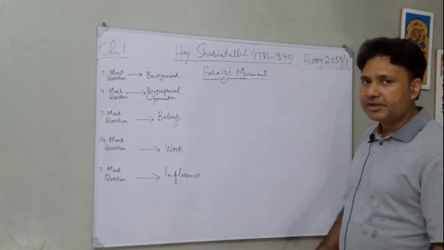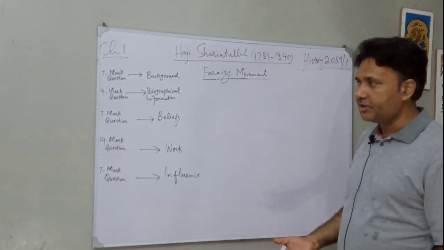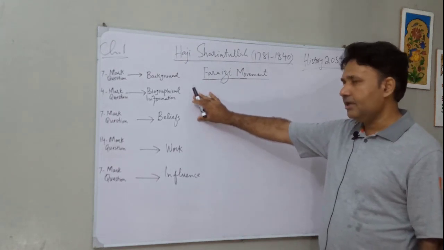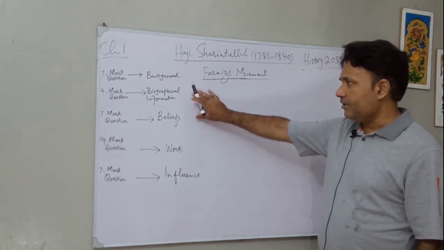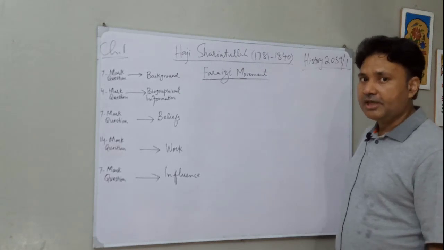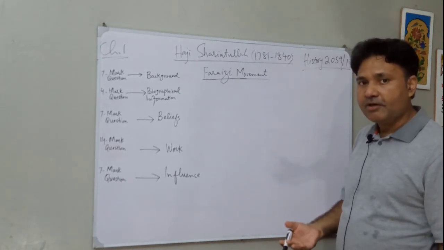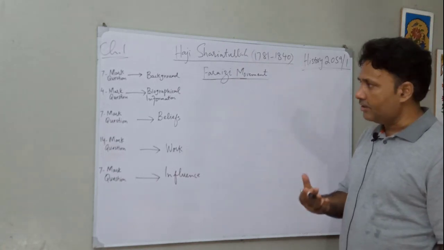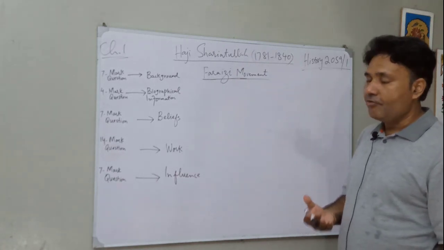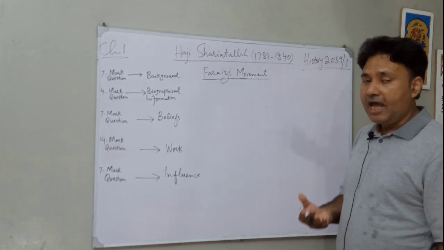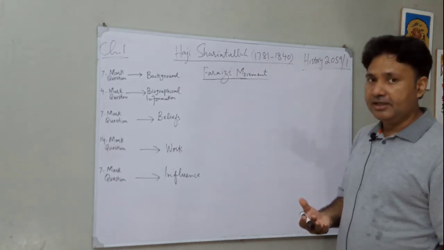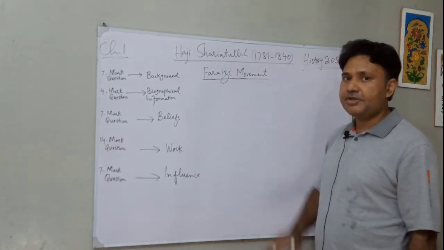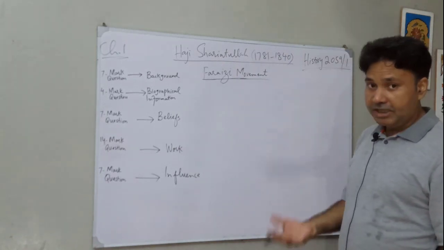We have 4, 7, 10 and 14 mark questions. I can make a mention of these questions. For example, we have a 7 mark question like why did Haji Shariatullah wish to revive Islam in India? Then we have another 7 mark question like why did Haji Shariatullah have such a major influence in the revival of Islam in India? And we have a 4 mark question like who was Haji Shariatullah?